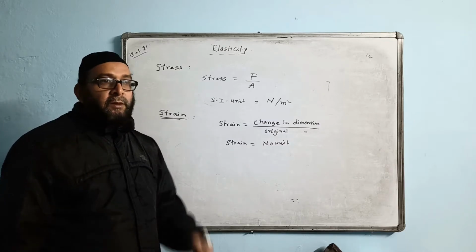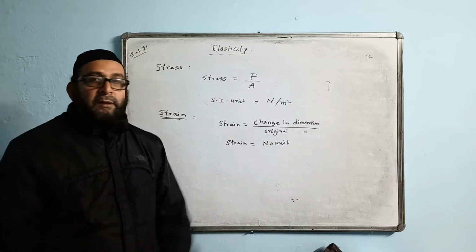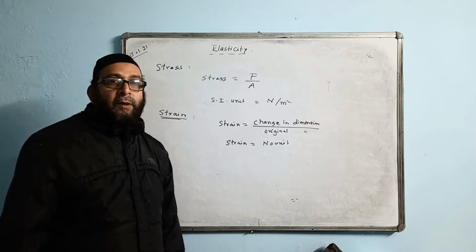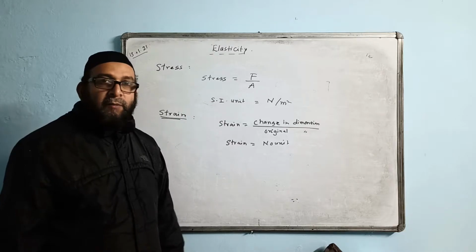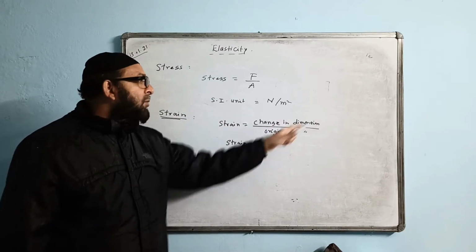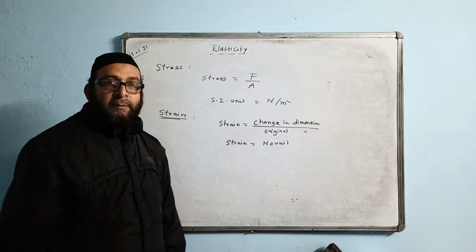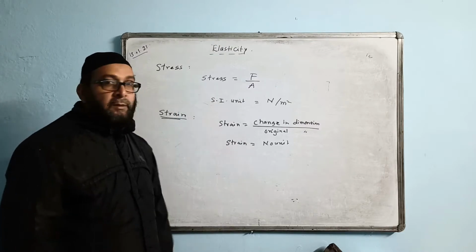One example, suppose a wire length was 1 meter original length and we are stretching it, or rather elongating it, to 1.5 meters. So how much is the elongation? What is the change in the length? 0.5 meter. We write it as 0.5 meter divided by 1 meter. Meter cancels. So the strain value is 0.5. The strain has got no unit, but the stress has a unit.